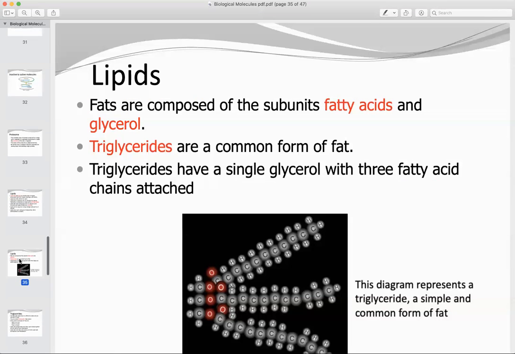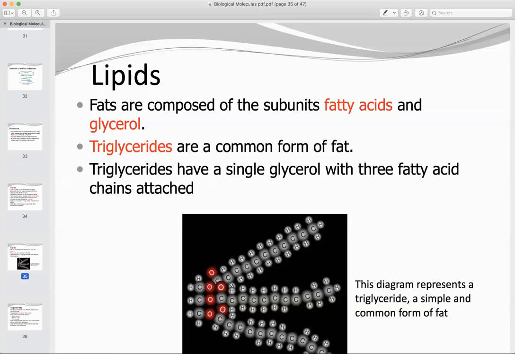Let's look at the subunits for lipids. Fats are composed of the subunits, fatty acids or glycerols, right? Triglycerides are common forms of fat. I'm sure you've heard about triglycerides before. If you've ever had your blood work done and blood panels, you will see your triglycerides as your doctor is trying to assess your cholesterol and so forth, all right? Those triglycerides have a single glycerol unit with fatty acid side chains coming off the side here. Okay. So this is an example of a triglyceride.